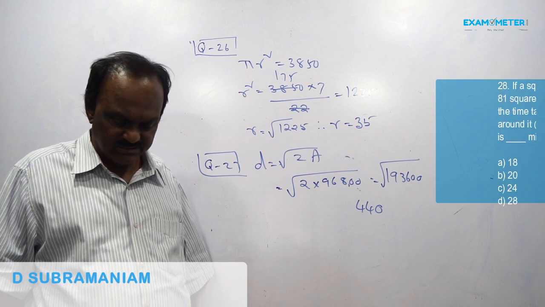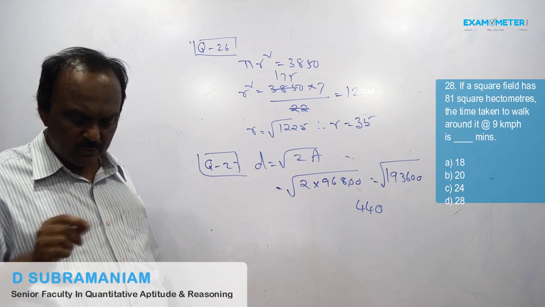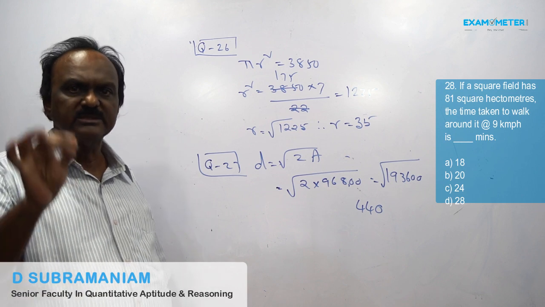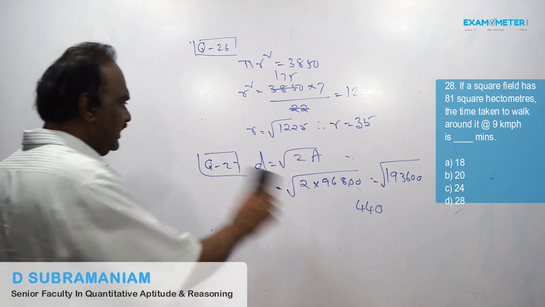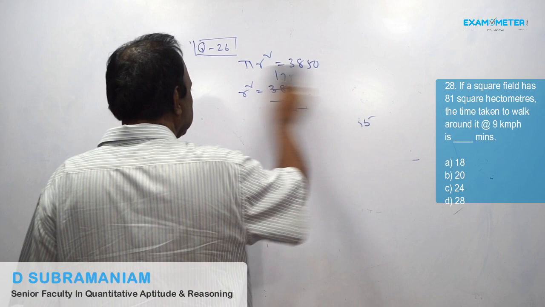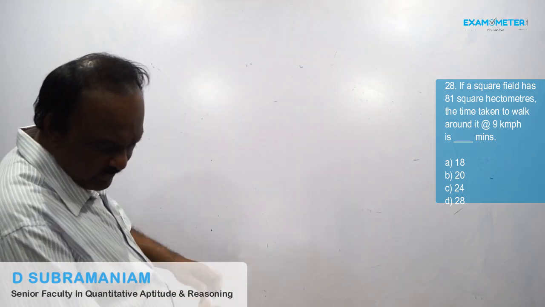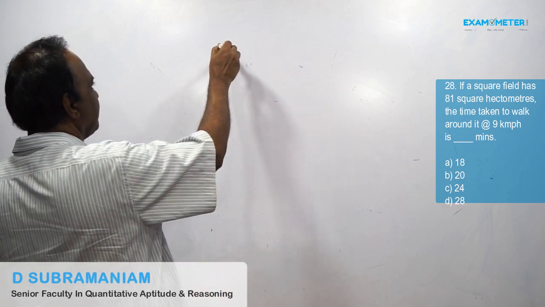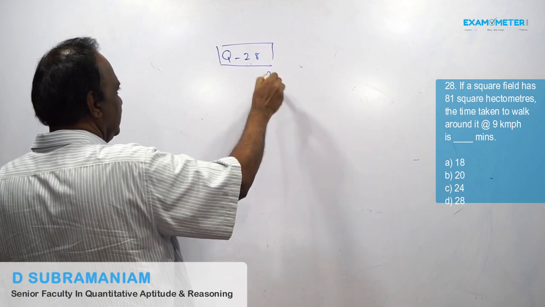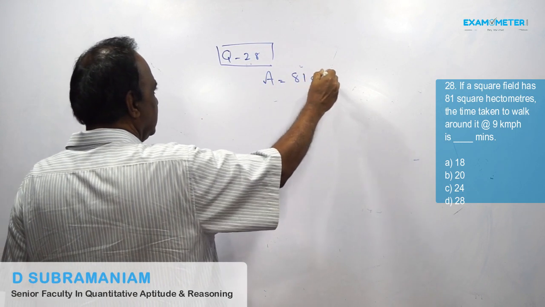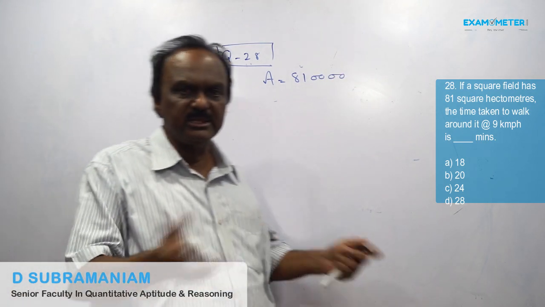Question number 28. If a square field has 81 square hectometer means hectare. The time taken to walk around it at the rate of 9 km per hour is how many minutes? Area is equal to 81 square hectometer. Square hectometer is nothing but hectare.